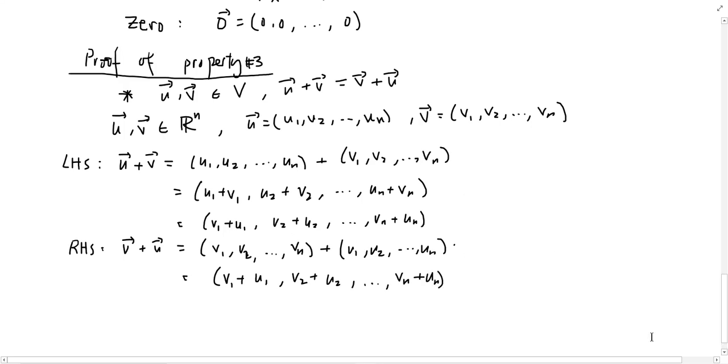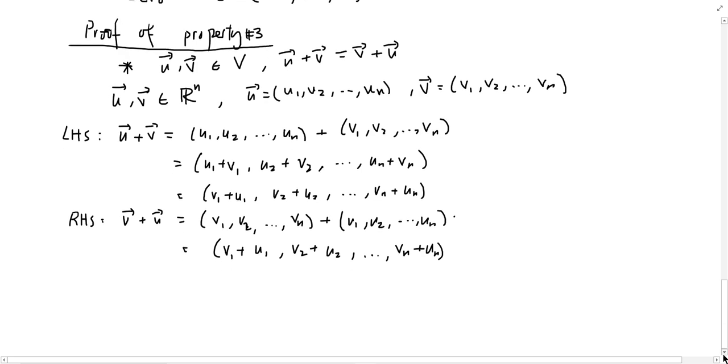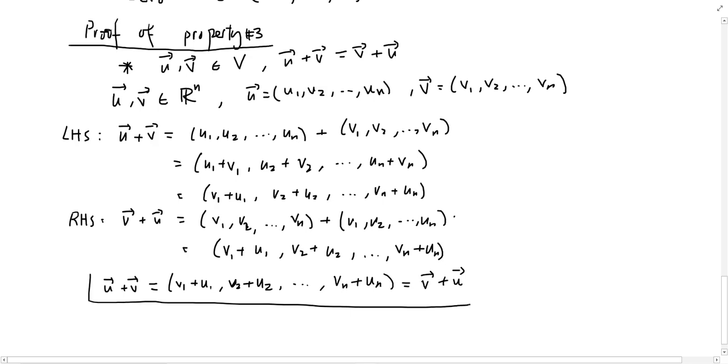Now that I see this, I can conclude that vector u plus vector v is the same as v1 plus u1, v2 plus u2, dot dot dot, vn plus un, and that just so happens to be the same as vector v plus vector u. And so that completes my proof.